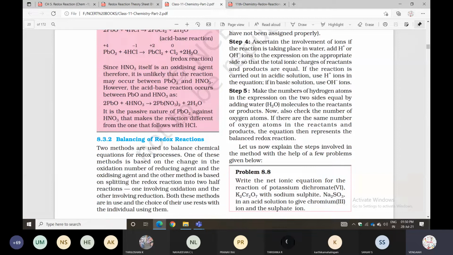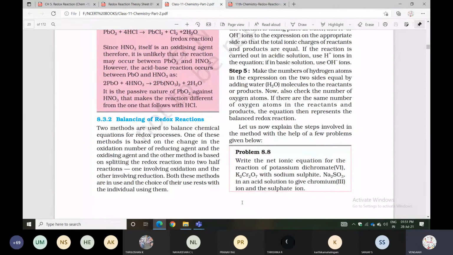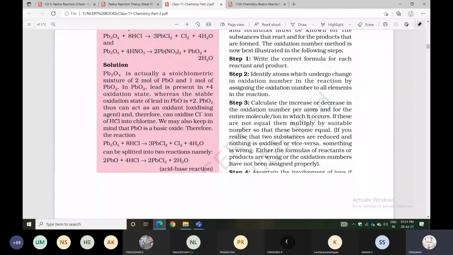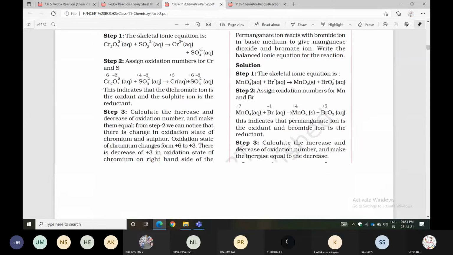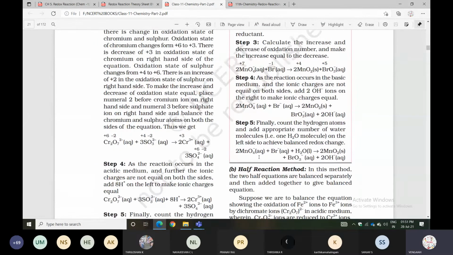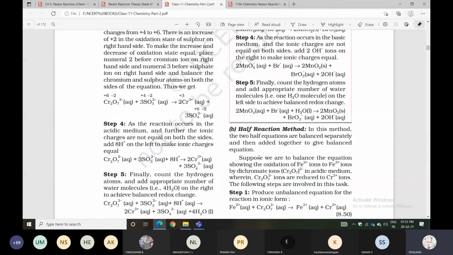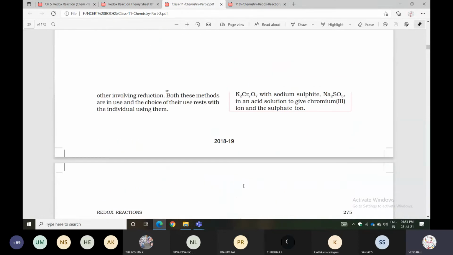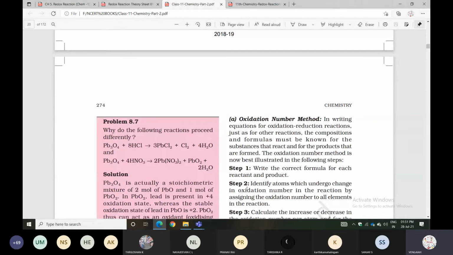The choice depends on the reaction involved and the individual using them. So what are the techniques? First one is the oxidation number method, I will explain. After that we'll go for the ion electron method. One more name is the half reaction method. Both are the same. Okay? Now we'll discuss the oxidation number method, and first I will explain the oxidation number method.